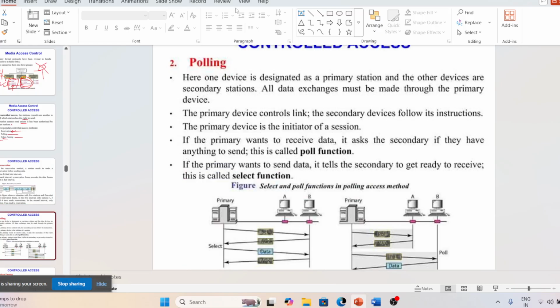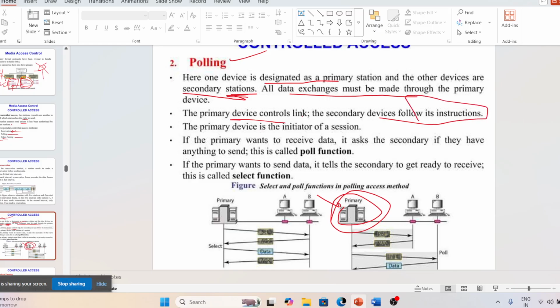Then we are having the polling method, in which one device is designated as the primary station and other devices are designated as the secondary stations. ठीक है. All data exchange must be made through the primary device. तो जो प्राइमरी डिवाइस है, सारा के सारा डेटा उसके थ्रू होके ही जाएगा. So the primary device controls the link. सो ये इस लिंक को कौन मैनेज कर रहा है? The primary device. Secondary device follows its instruction. जो इंस्ट्रक्शन जो प्राइमरी डिवाइस देगा उसको वो फॉलो करेगा.